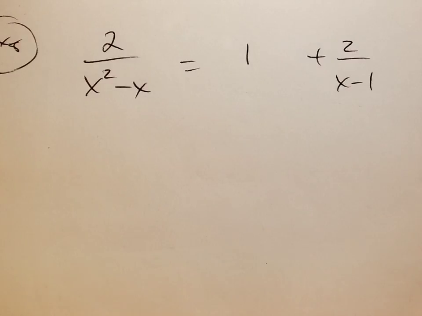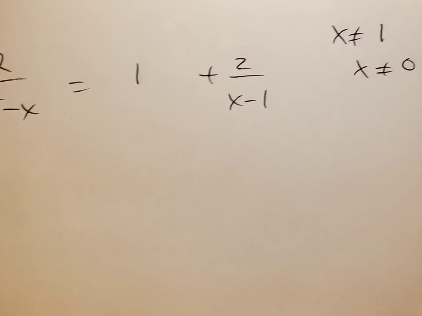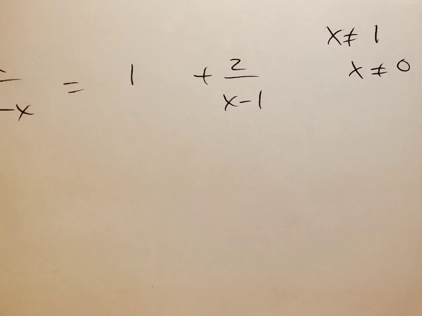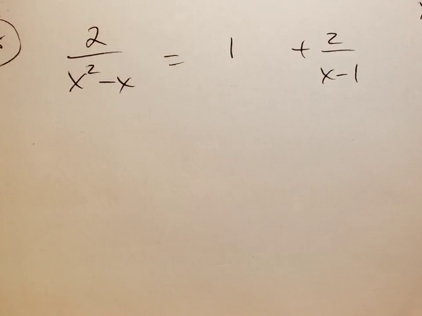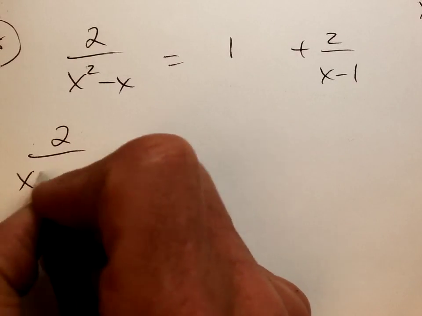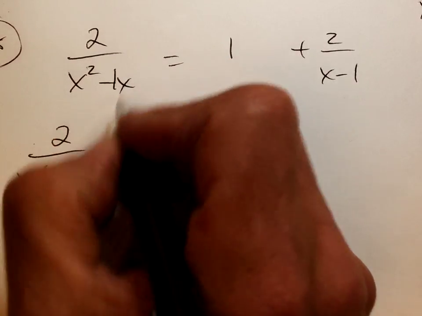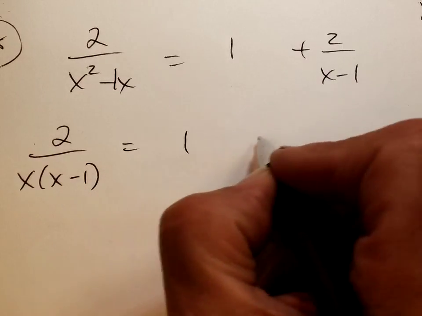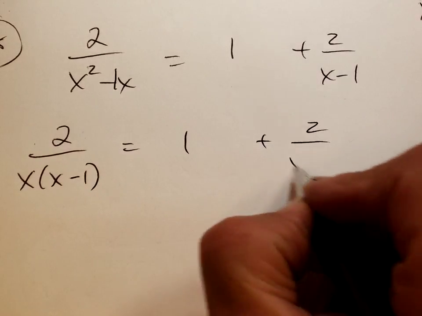You okay with that? X can't equal 1 or 0. Yeah, I heard factor. Okay, DeAndre's right. So let's factor this: 2 over x times x minus 1. You okay with that? Equals 1 plus 2 over x minus 1. Okay?